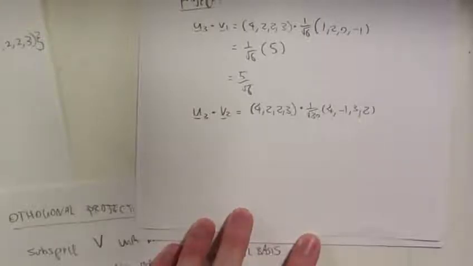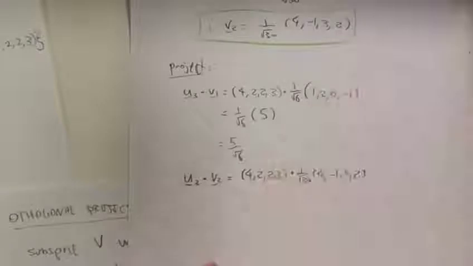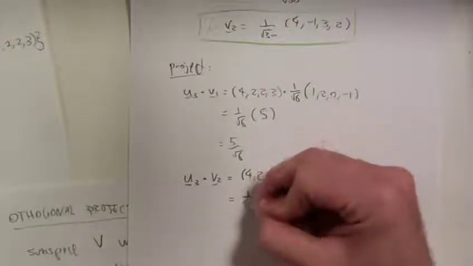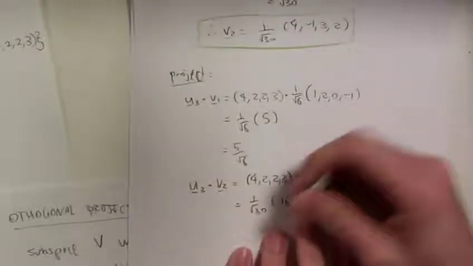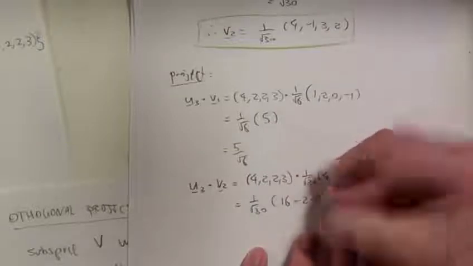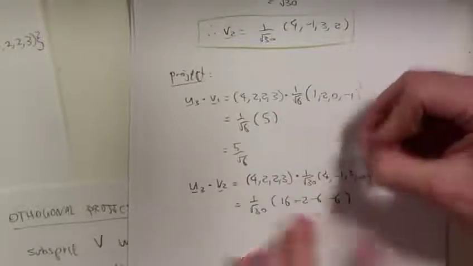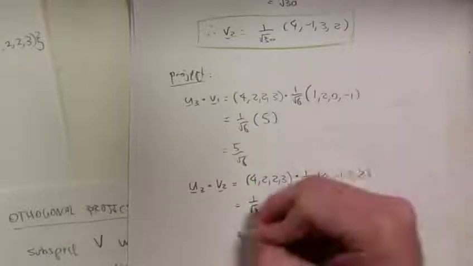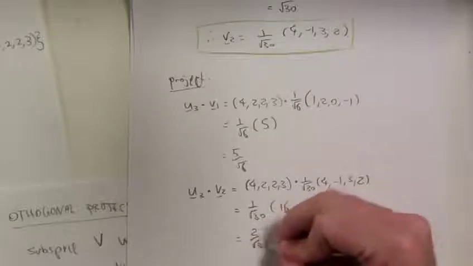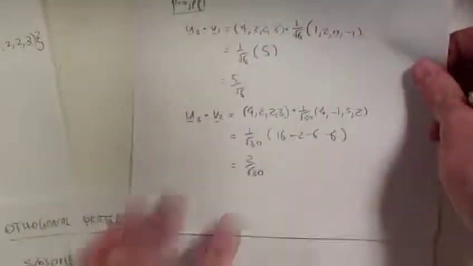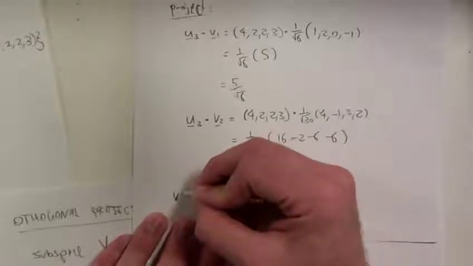U3.V2, I'm using the V2 that I just made, just there. So let's see, 16 minus 2 minus 6 minus 6. 16 minus 6 would be 10. 10 minus 8 would be 2. Okay, so I've done my dot products. And so now my projection is... So my V, no, it's just the projection.